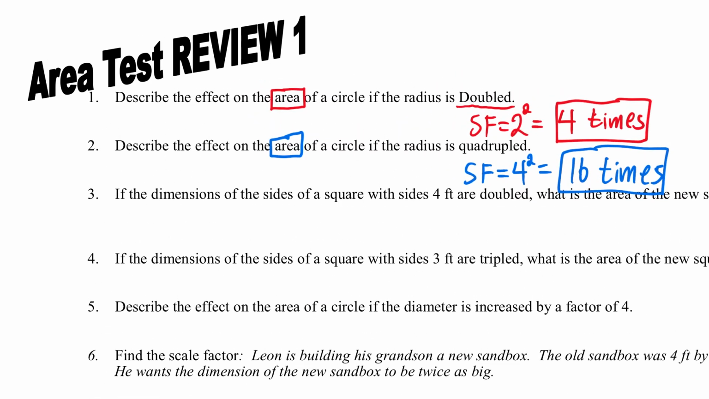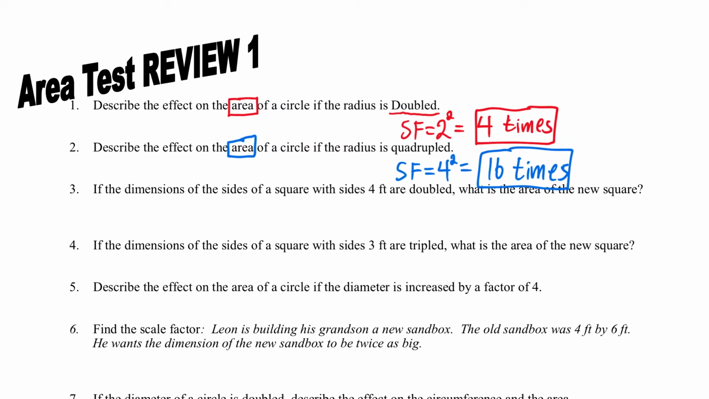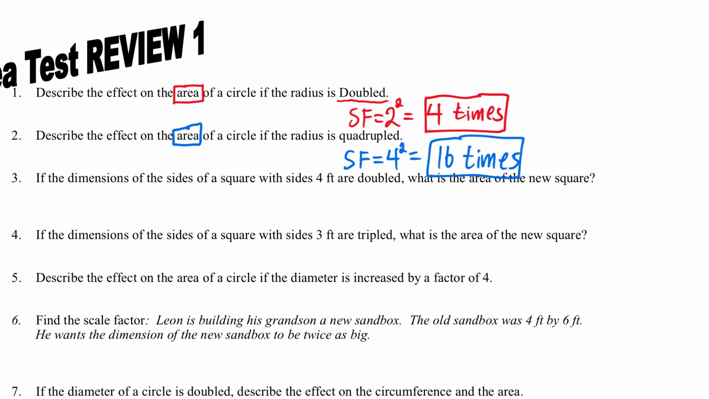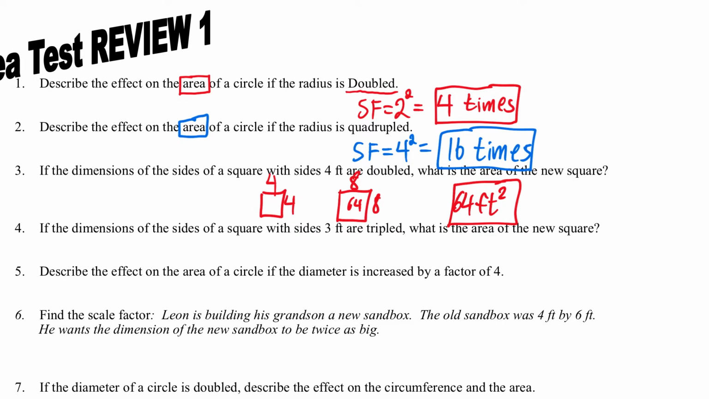Okay, going back over here to number 3. If the dimensions of the sides of a square with sides 4 feet are doubled, what's the area of the new square? 64 feet squared. Okay, good. So if it's 4 and 4, and if you double that, it's going to be 8 and 8, which 8 times 8 would be 64. So 64 square feet. Okay, if the dimensions of a side of a square with sides 3 feet are tripled, what's the area of the new one? Okay, good. So if it's 3 and 3, if you triple that, it would be 9 and 9. 9 times 9 would be 81 square feet.